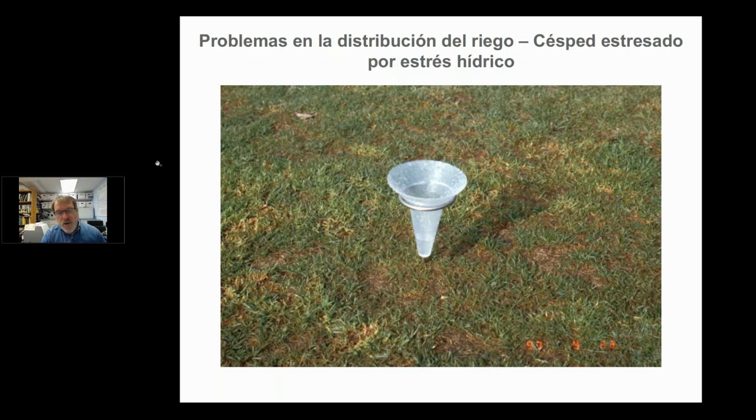And you can calculate what's going on, or you can determine whether the problem that you're seeing with the graphs that you're looking at is due to irrigation distribution or some other factor. But probably the first thing you should do when you observe areas that are not performing well is to take a catch can test, just to find out if it's irrigation related.